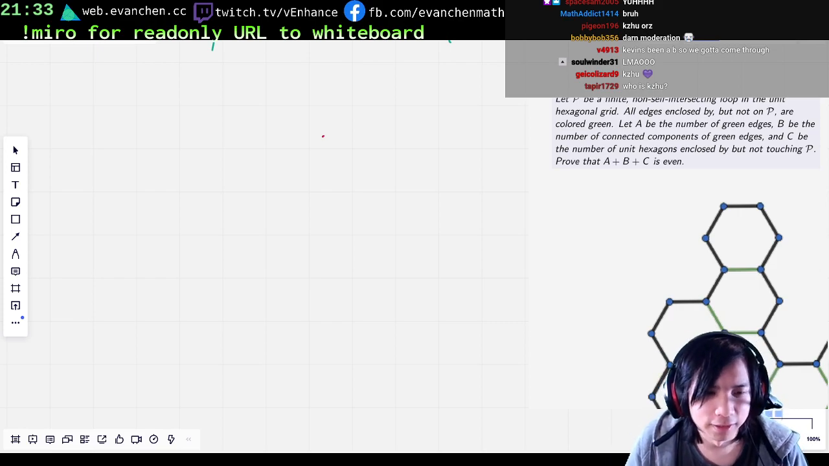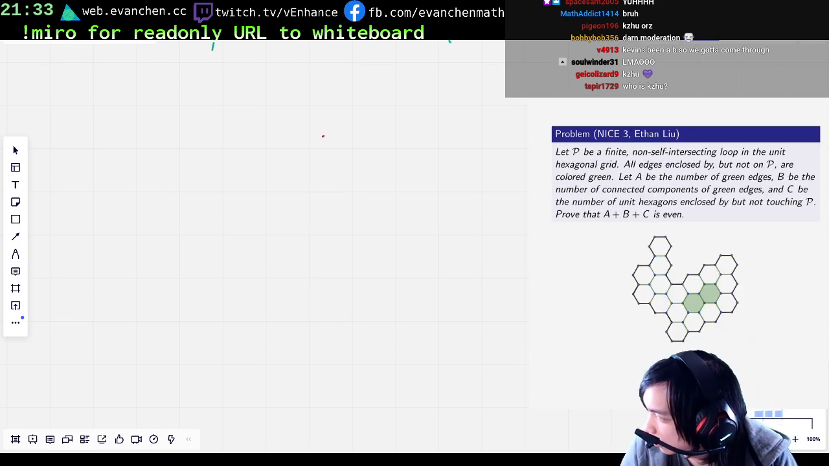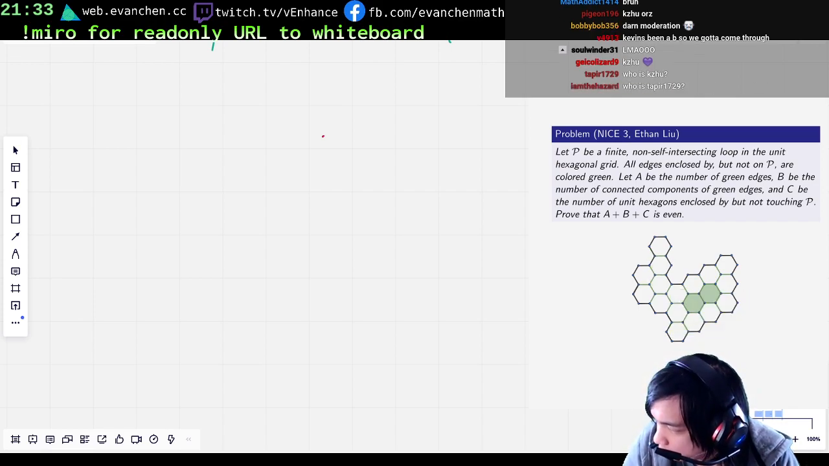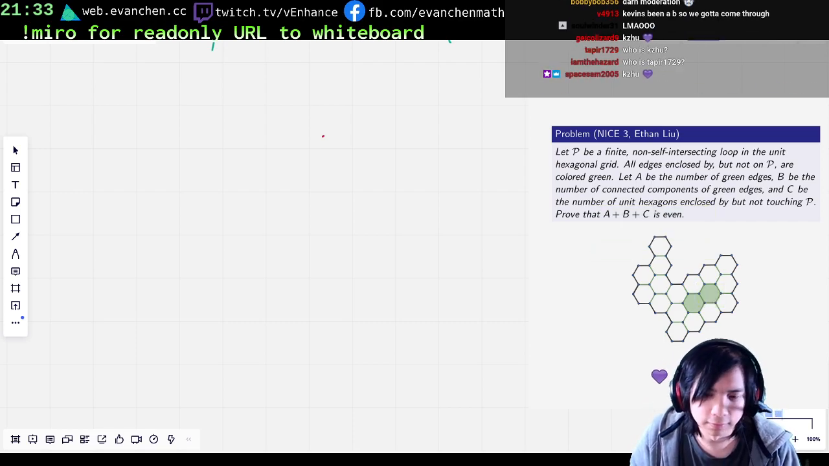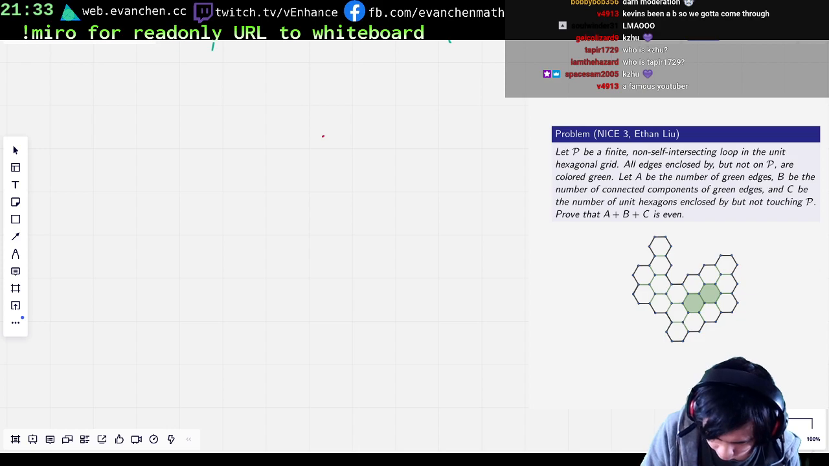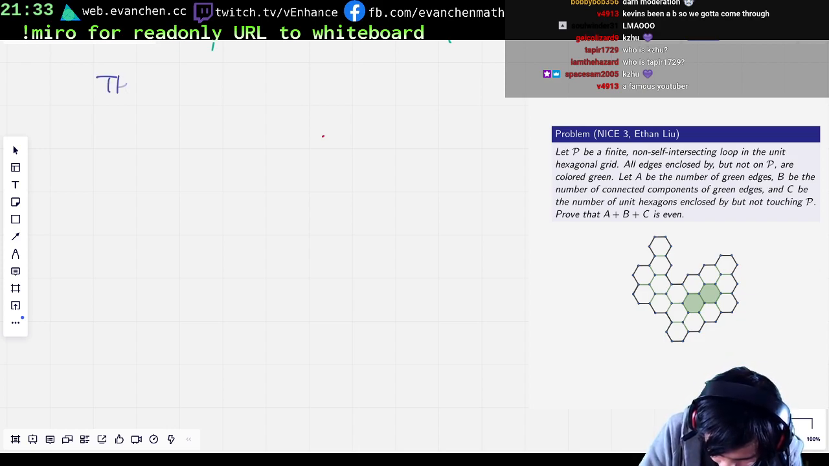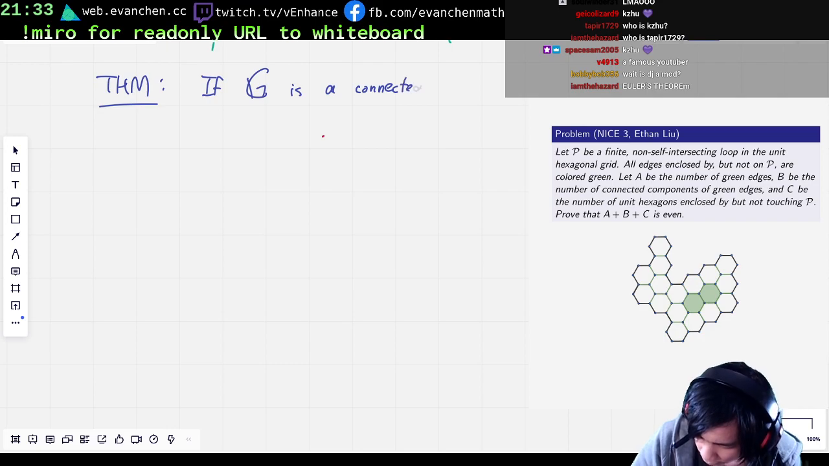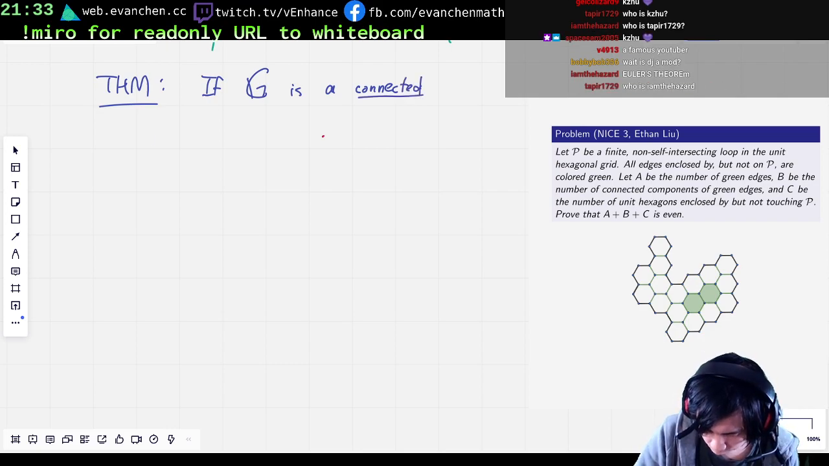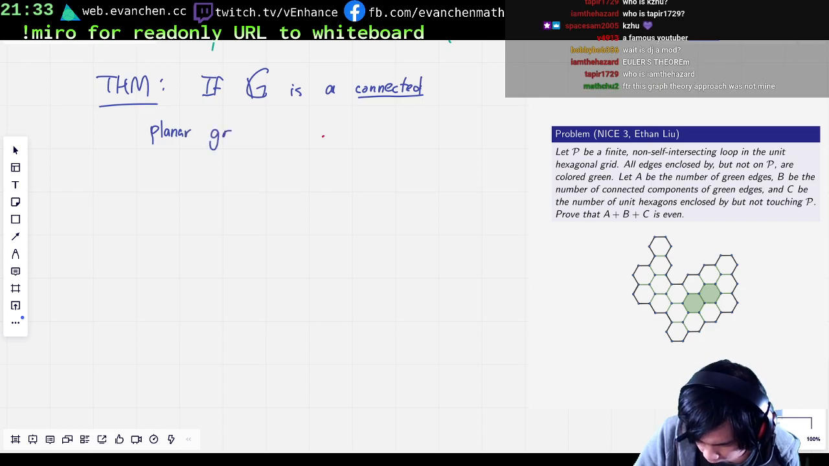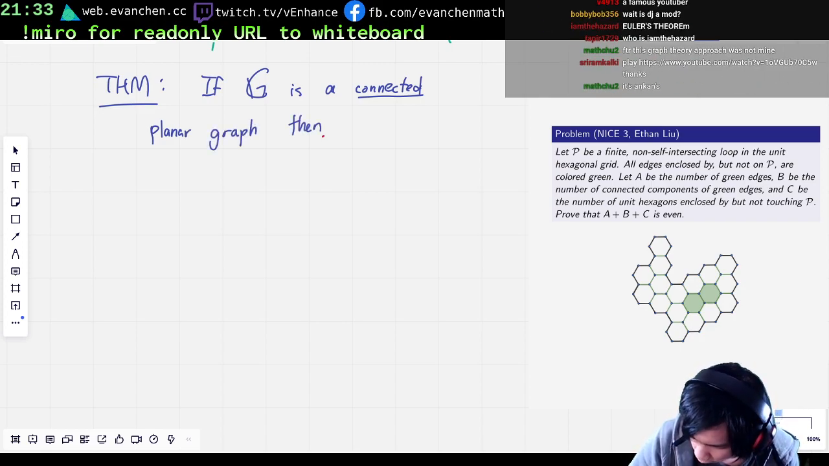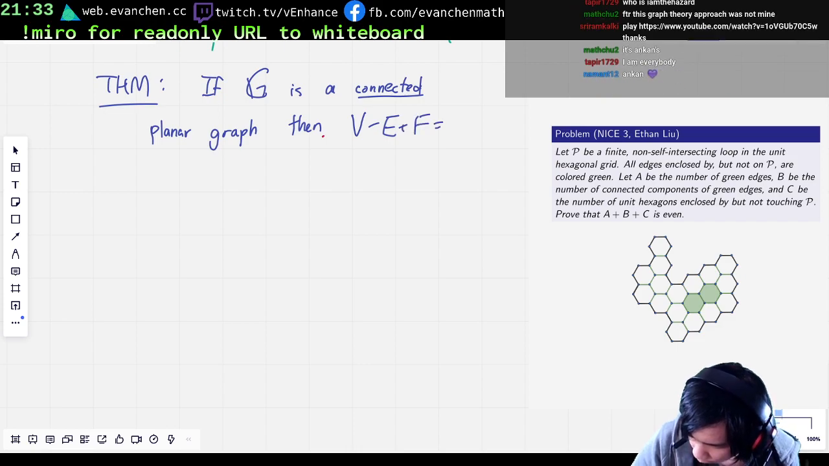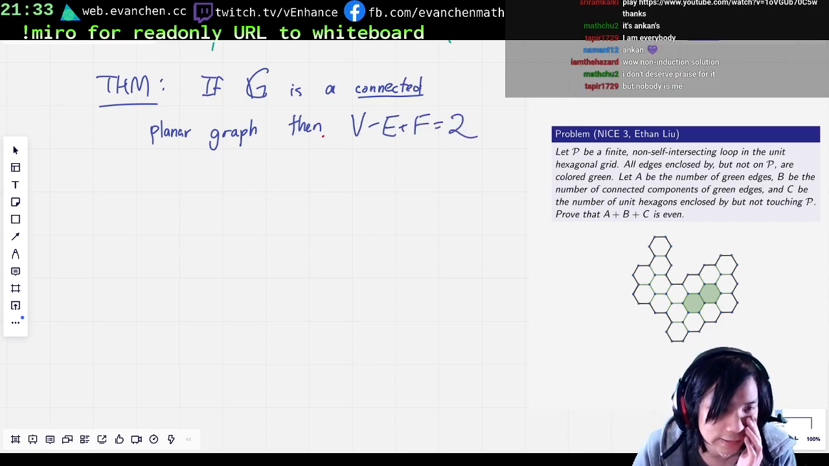This stream is dust. Okay, so you have a hex grid, and it's a little hard to see in this picture, but the ones that are completely inside the loop are colored green, and there's some number of hexagons. So you want to prove a plus b plus c is even. We're going to use this theorem from Euler. This theorem says that if G is a connected graph, and I stress that this actually requires a connected hypothesis, people often forget this, connected planar graph, then V minus E plus F equals 2. This seems like it might be useful here because the problem has components and edges and faces.